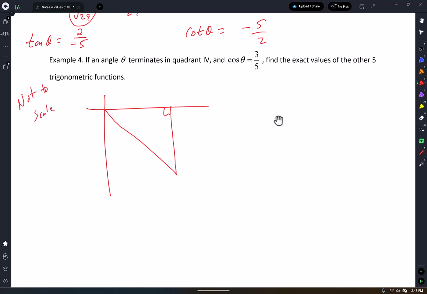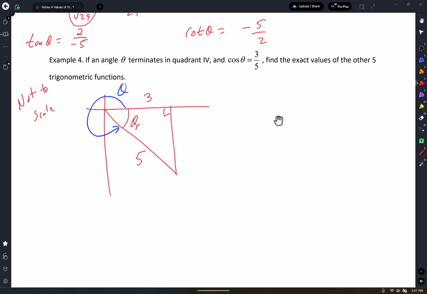And the actual angle is this one. That's your theta. But we're going to use our reference angle to help us out. This is our reference angle, theta r. So this is 3. This is 5. What's the hypotenuse? It's a 3, 4, 5 triangle.